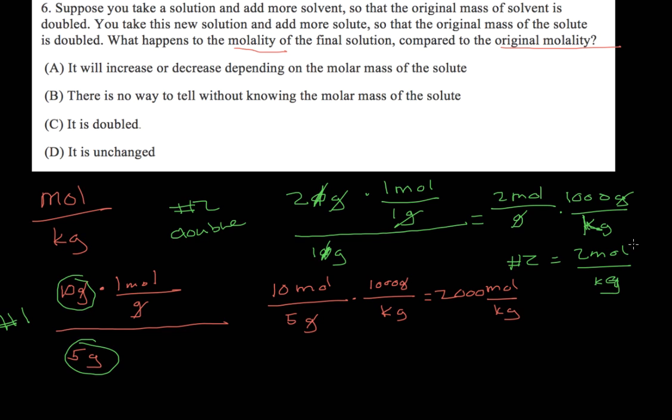So I wrote 2, not 2,000. Whoops, 2,000 moles per kilogram. And so these two are equal, so the choice that we will select would be D. It is unchanged molality.